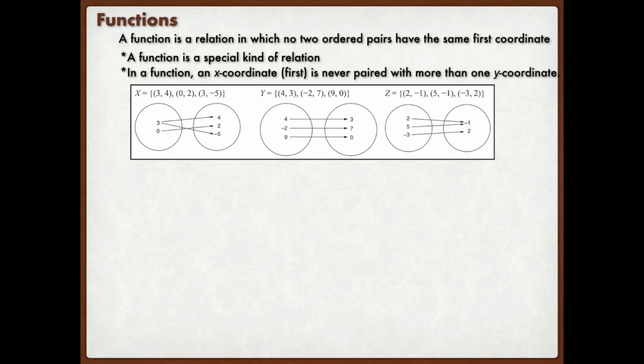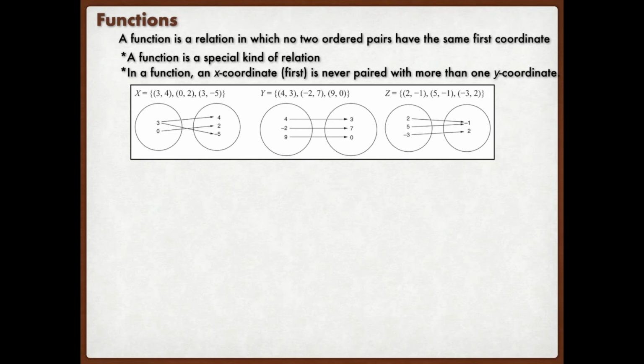Okay, let's look at y circle map. We have the coordinate pairs of (4, 3), (-2, 7), and (9, 0). Now, do any of them have the same first number? No. We have 4, we have -2, and we have 9. So y circle map would be a function. Then we have z circle map. You can see we have (2, -1) and (5, -1). But we're not concerned about the second or the y coordinate. So it's okay that we have more than one y coordinate being used.